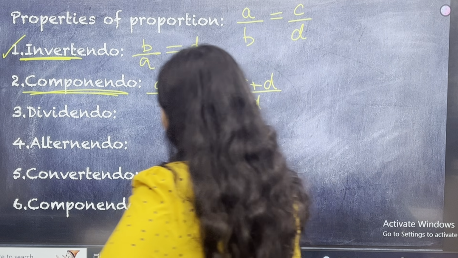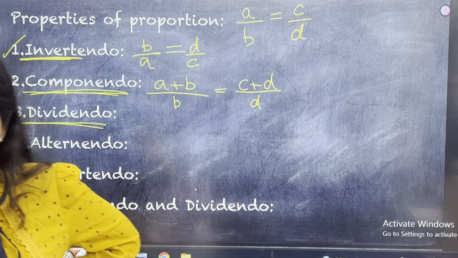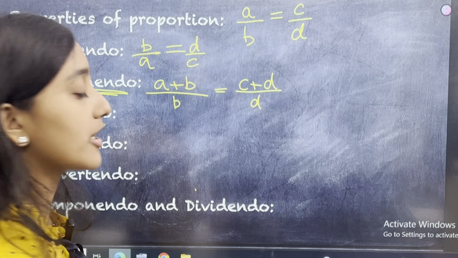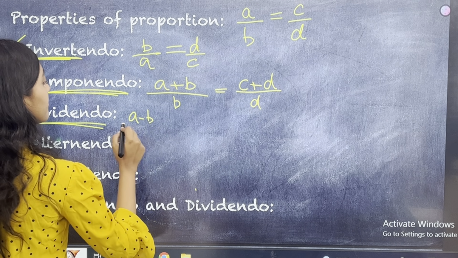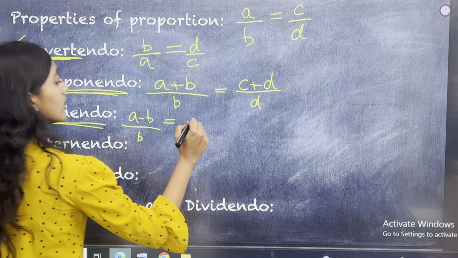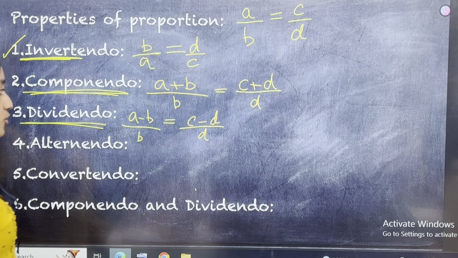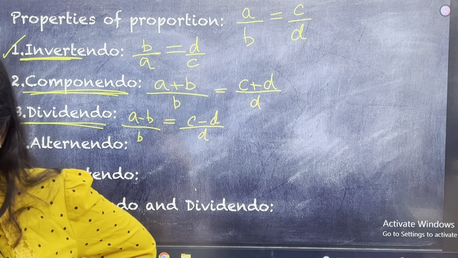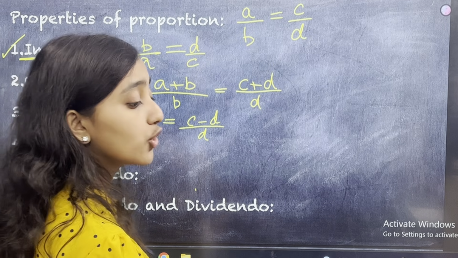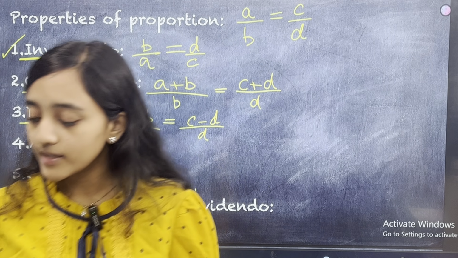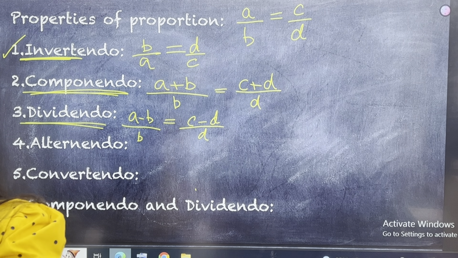What is dividendo? Dividendo basically means that a subtraction operation is performed. So you will have A minus B by B is equal to C minus D by D. This is known as dividendo. It means a division operation is performed, and if it's only dividendo or only componendo, it happens in the numerator. Let me just drink some water while you please note this down.